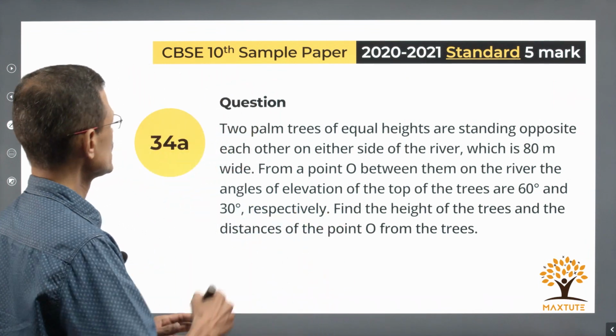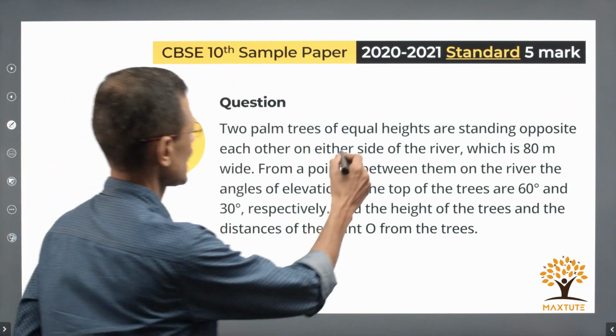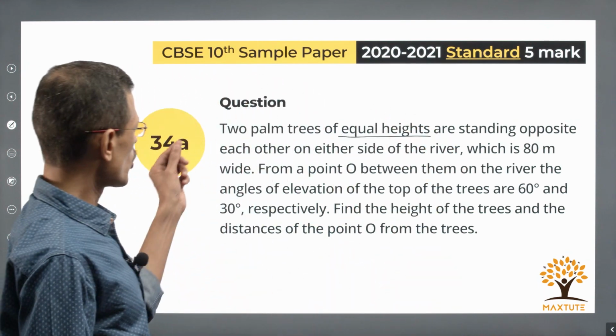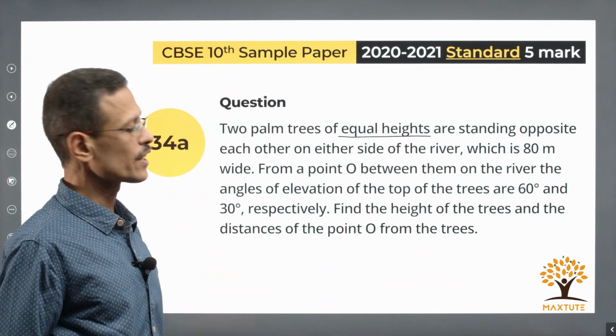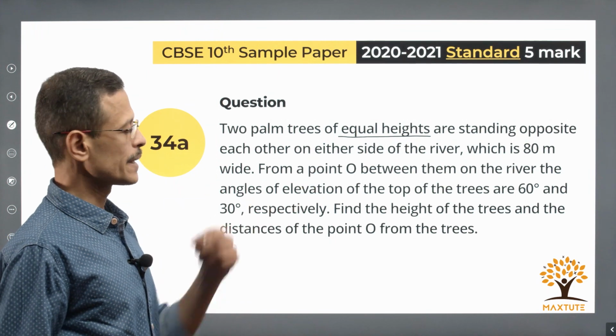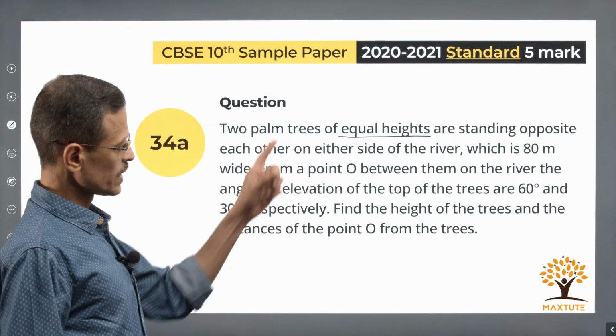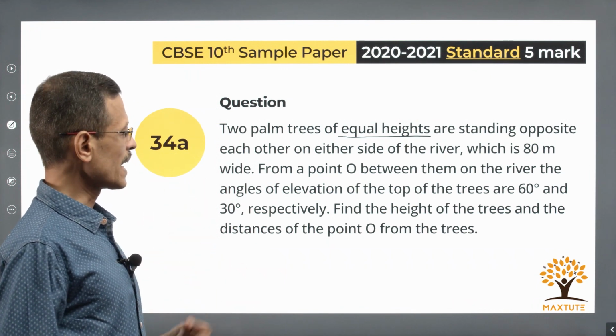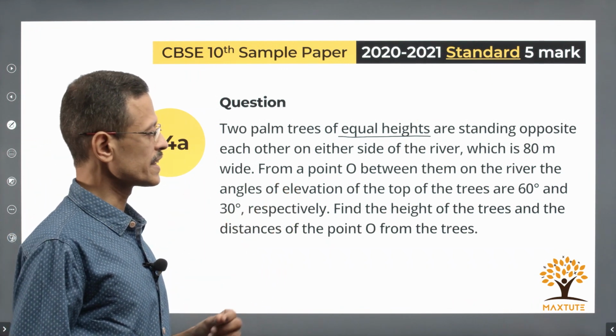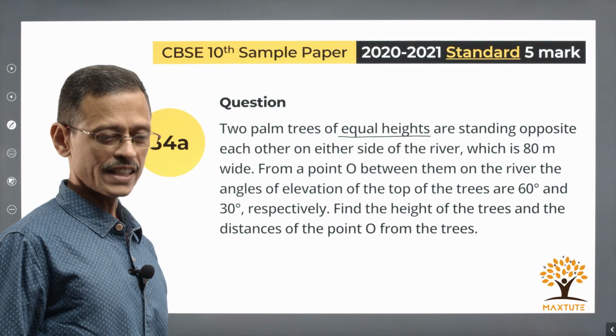Let's get started. Two palm trees of equal heights are standing opposite each other on either side of the river, the width of the river being 80 meters. From a point O between them, on the river, the angles of elevation of the top of the trees are 60 degrees and 30 degrees, right?